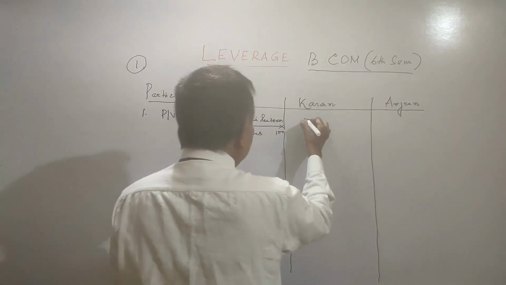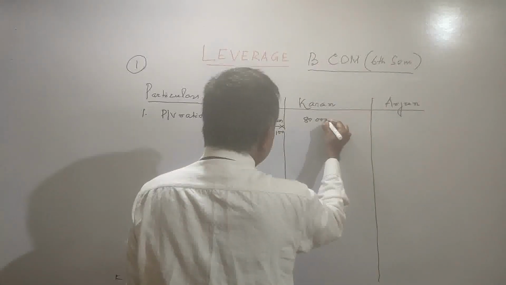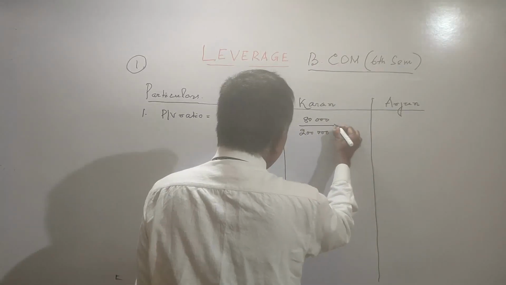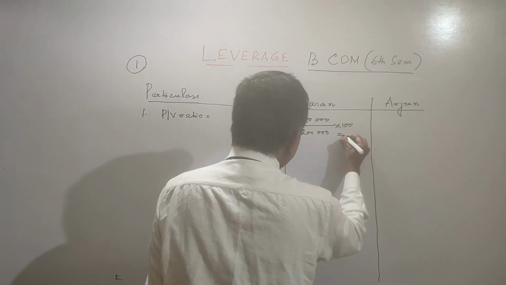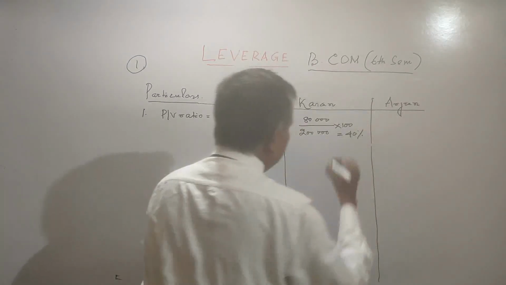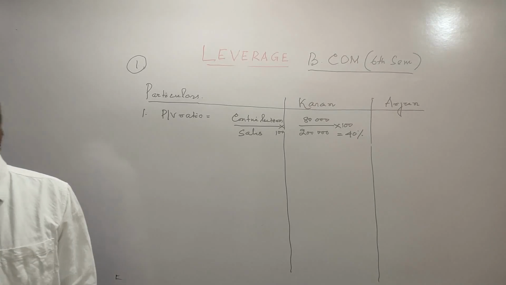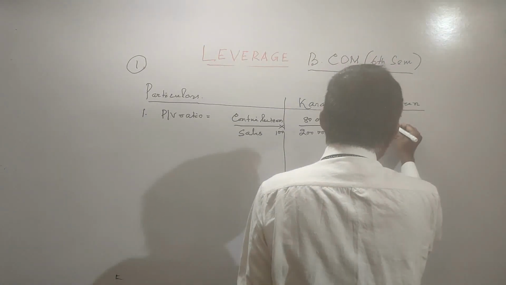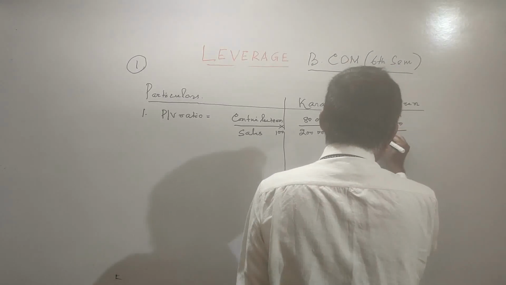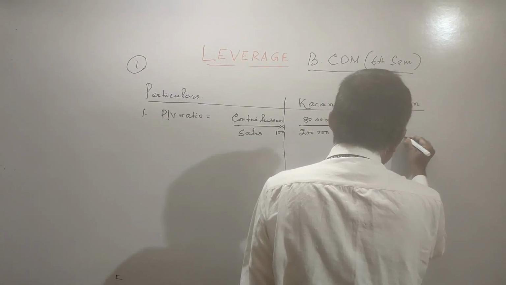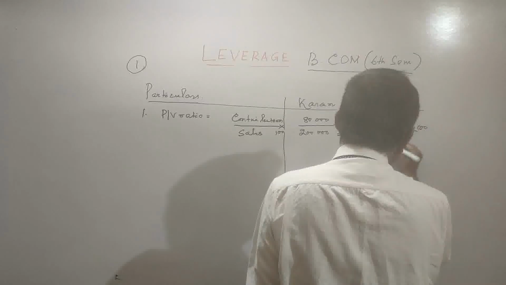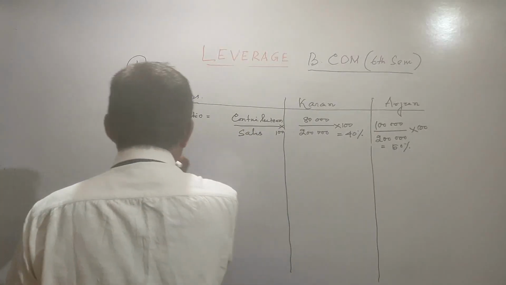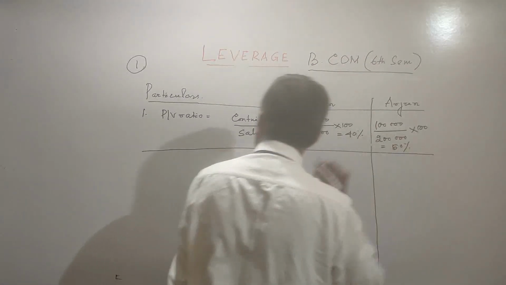In case of Karan, contribution is 80,000, sale is 2 lakhs, into 100, it comes to 40%. In case of Arjun, the contribution is 1 lakh, sales is 2 lakhs, it comes to 50%. So this is your PV ratio.